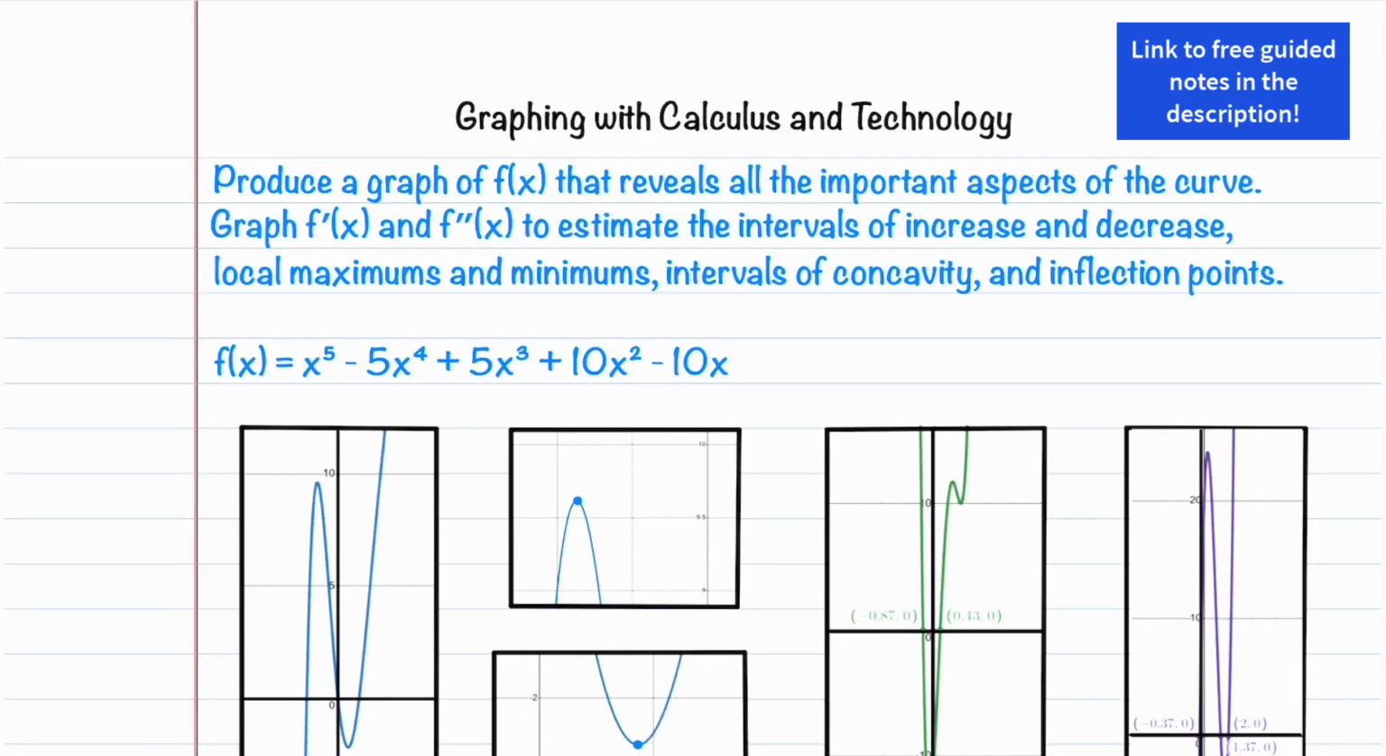In this video, we're using technology to graph a complex polynomial and its derivatives so that we can see everything that calculus reveals about the curve. The function that we're graphing is f of x is equal to x to the fifth minus 5x to the fourth plus 5x cubed plus 10x squared minus 10x.